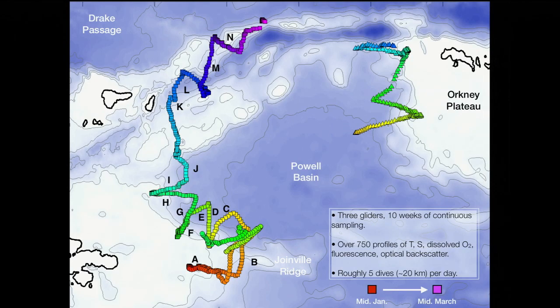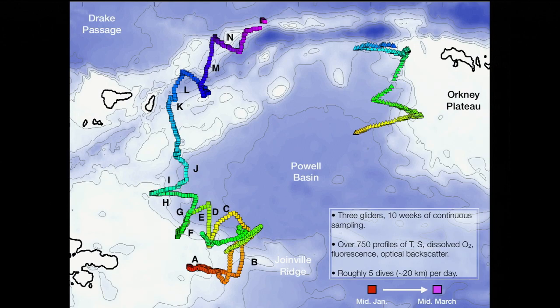Now, when we actually went out to do this experiment, the original plan, this is actually where we deployed the gliders, and we were just going to run the gliders back and forth across the shelf break here and look at the frontal current and try to do as many sections as we could to start to get some statistical idea of what the properties of this frontal current looks like.